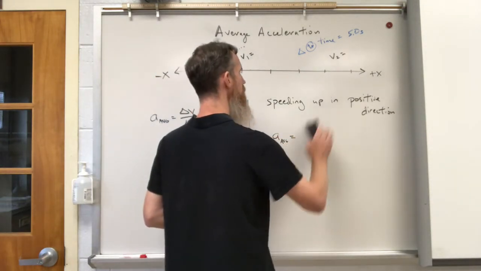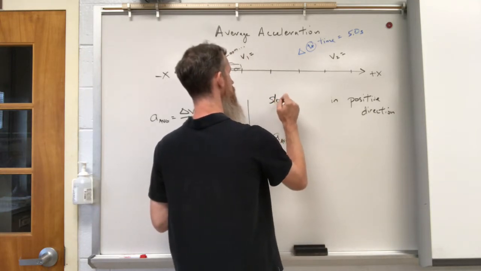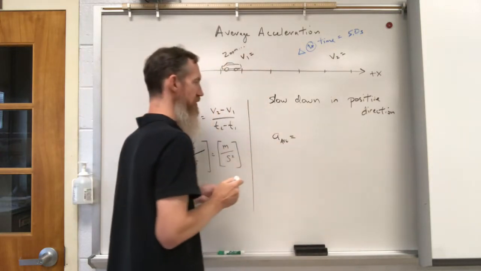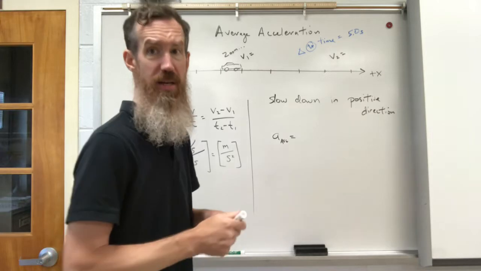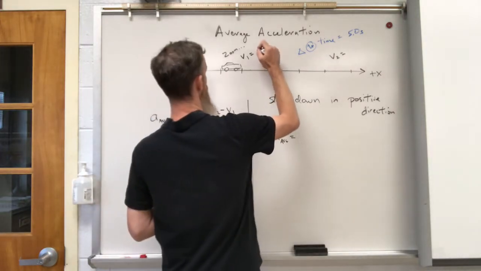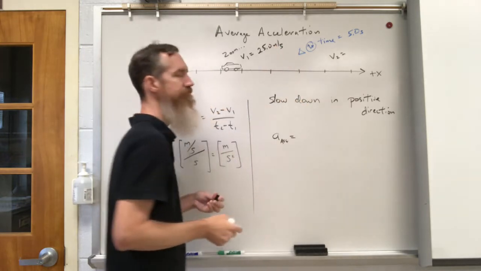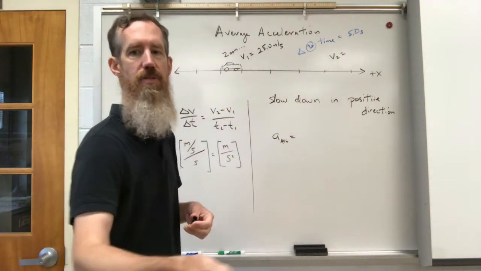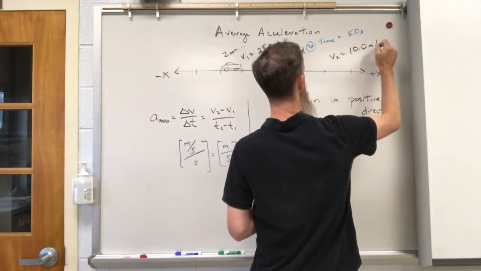Now I'm going to slow down in the positive direction. So my first speed I want to start off with, or velocity I should say, is 25 meters per second. And I am going to slow to 10.0 meters per second.